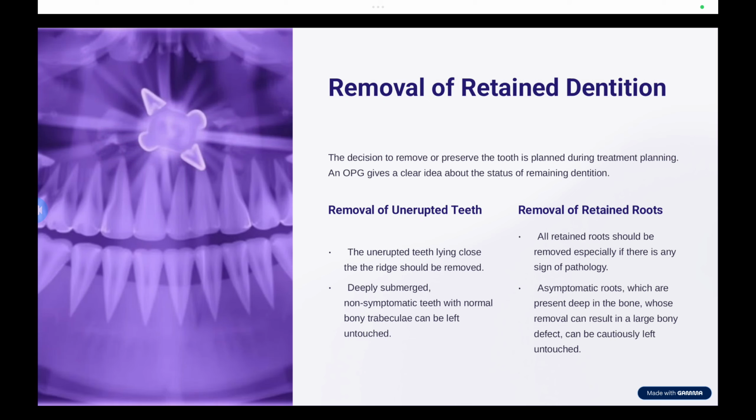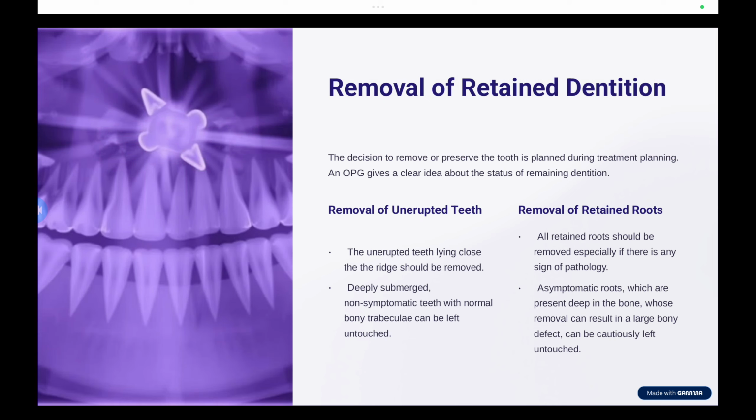Removal of retained dentition: after the extraction of teeth, certain teeth are left in the mouth, like root stumps, grossly decayed teeth or unerupted teeth. The decision to remove or preserve the tooth is planned during treatment planning, so an OPG gives a clear idea about the status of the remaining dentition.